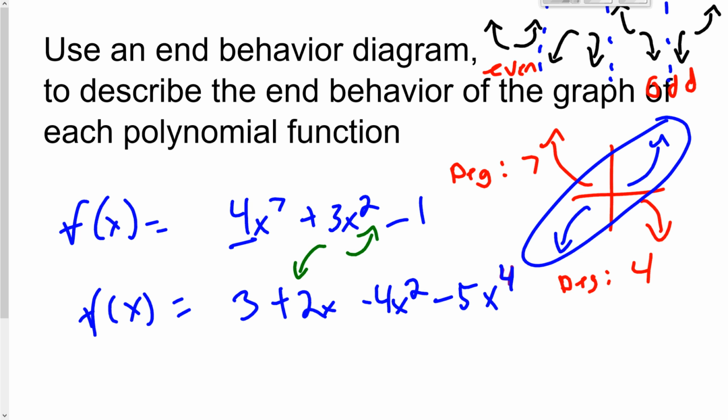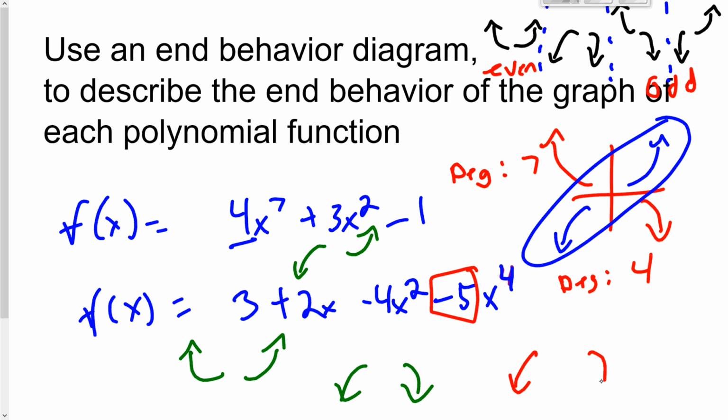With degree 4, it's even, so it's either going to face up and up, or face down and down. Here we look at the lead coefficient, which is negative 5, and that's negative, so it's going to be kind of like a quadratic, facing down and down. That's the end behavior of that polynomial function.